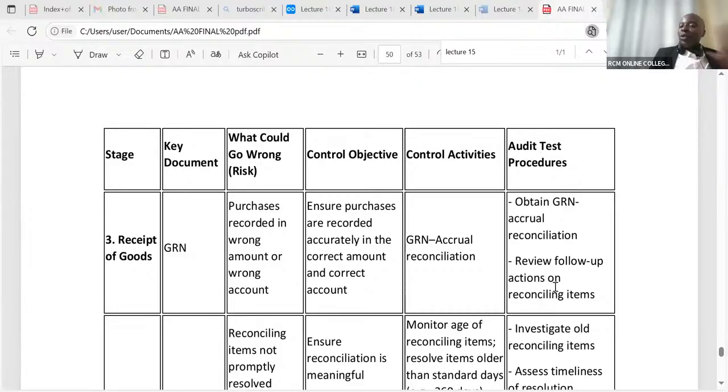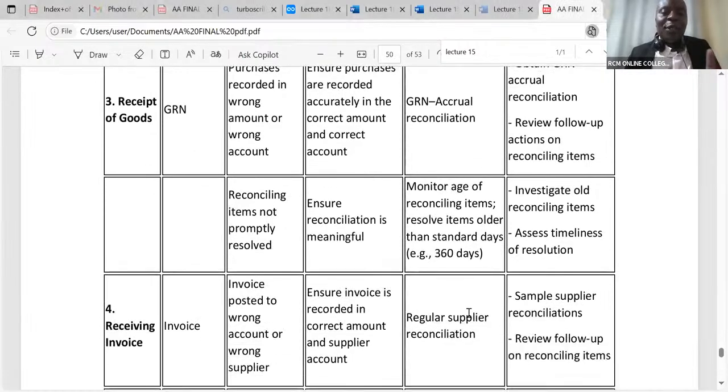So follow-up actions, what was done? If there were any discussions, because when they're doing reconciliations, most of them will make minutes. These are agreed, but the invoice numbers were not okay, etc. So we must always do that follow-up. Now, when we are receiving goods, there are many things that can go wrong. Non-reconciling items not promptly resolved.